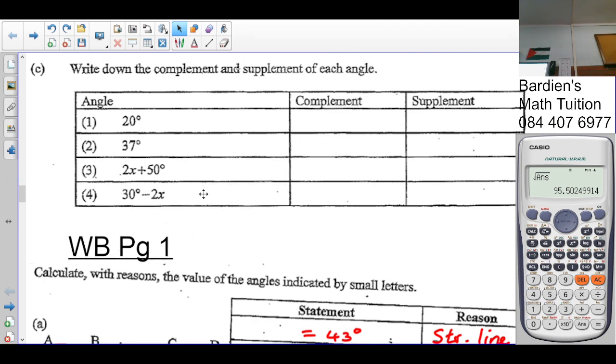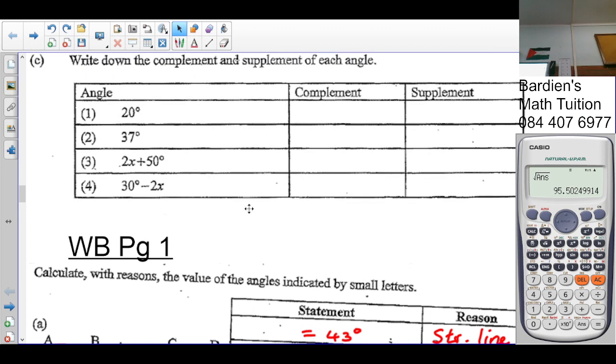Next, we are told to write down the complementary and the supplementary of each angle. Again, complementary angles are angles that add up to 90 degrees. Supplementary angles are angles that add up to 180 degrees. So what's the complement of 20 degrees? 70. And the supplement, 160. 37 degrees? 53 degrees, and 143. What's the complement of 2x plus 50? 40.